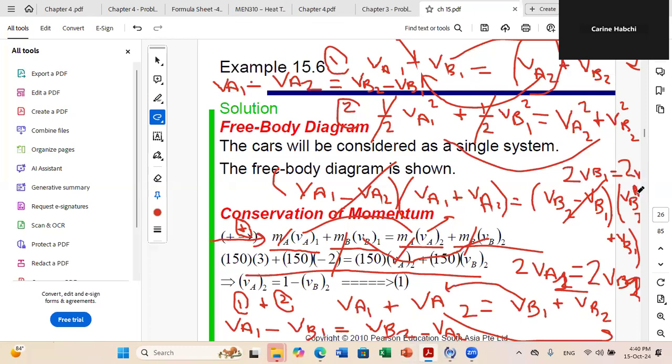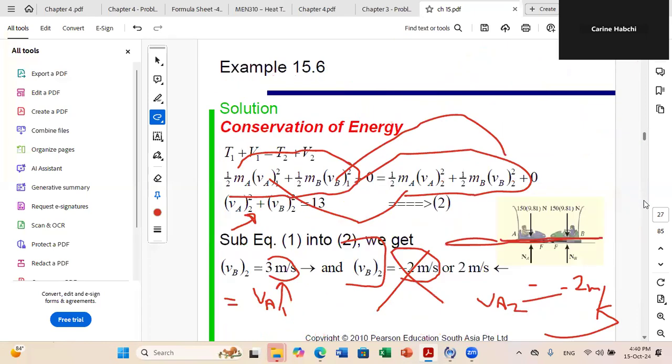So we proved together now that if I have a collision between two cars of the same mass, the velocities will be switched. So the velocity of B at state 2 will be equal to the velocity of A at state 1, and the velocity of A at state 2 will be equal to the velocity of B at state 1. So they will switch velocities. And when I solved it here, I got exactly the same result.